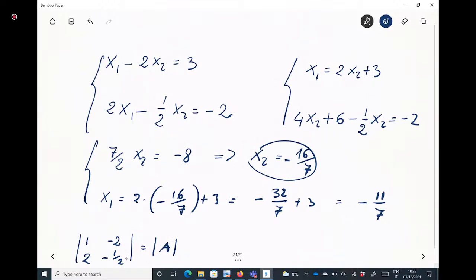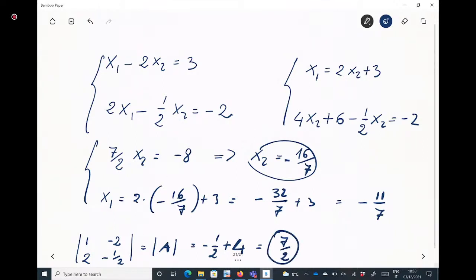This is minus 1/2 plus, this is minus 1/2 plus 8. So this is basically equal to minus 1/2 plus 4. So plus 4 here. Which means minus 1/2 plus 8 over 2, which is 7 over 2, okay?